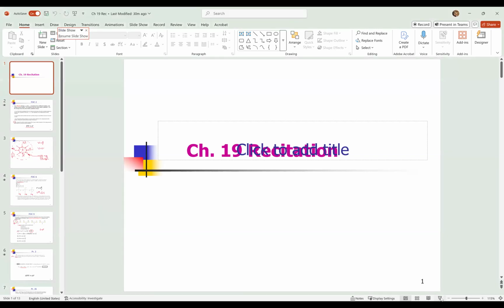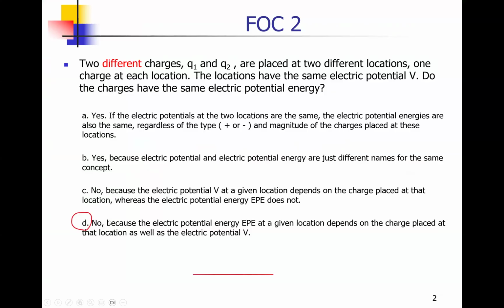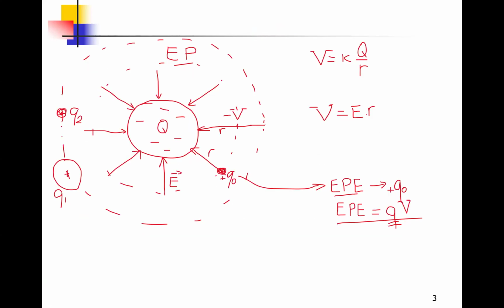So let's do a quick review of the concept. Chapter 19, we talked about the electrical potential. The electrical potential for a point charge will be equal to KQ over R, and also potential will be equal to electric field times R. Electrical potential energy is the work done by the electrical force, so the change of electric potential energy will be equal to Q times delta V.